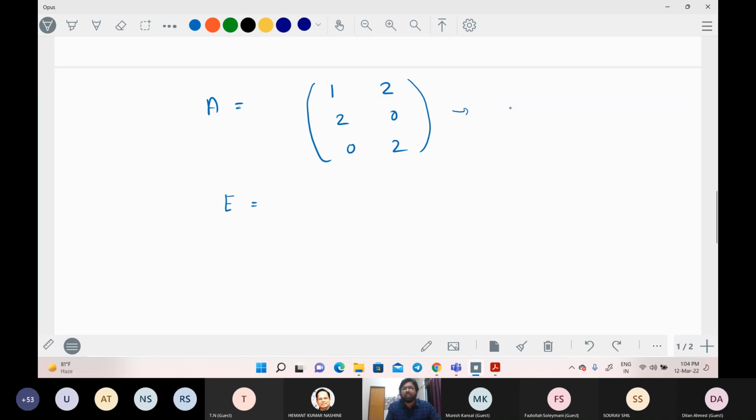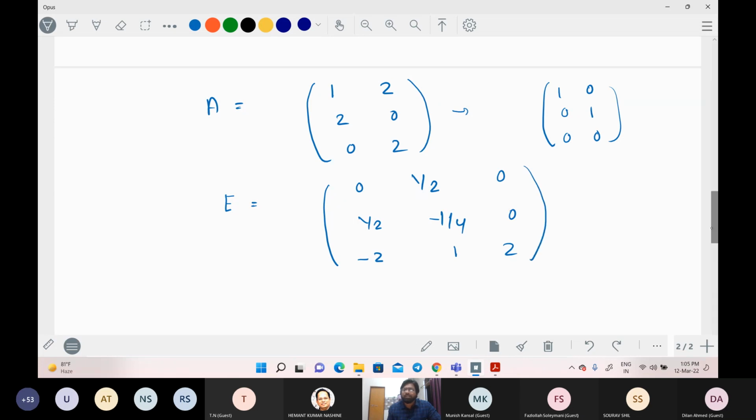Its normal form is basically [[1,0],[0,1],[0,0]]. This is going to be its normal form. So when we are converting A to this form, in this process, the elementary matrix that I am writing directly is [[0, 1/2, 0],[1/2, -1/4, 0],[-2, 1, 2]]. So this is the elementary matrix E.